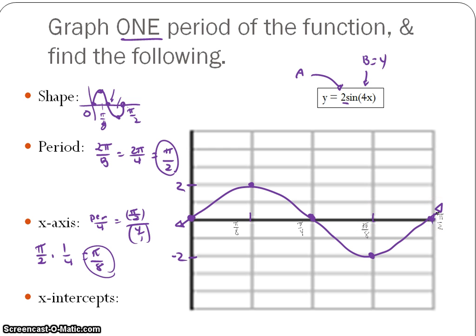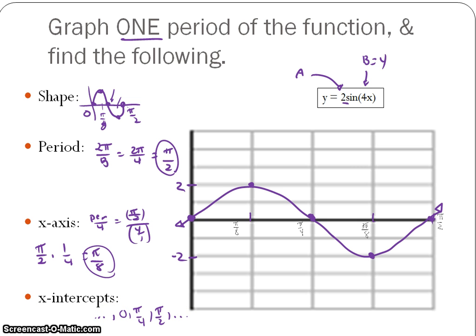So finally, we can see our x-intercepts. So it's at 0. We have one at pi over 4. We have one at pi over 2. And it's going to continue in this pattern in both directions.